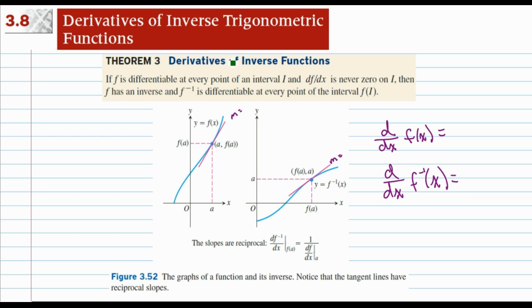If f is differentiable at every point on an interval I, and the derivative of f with respect to x is never 0 on that interval, then f has an inverse, and that is differentiable at every point f of I. So meaning the original function, if you look at the slope or the derivative at the x value a, let's say that slope was 3/2, a rise of 3, a run of 2, well then its slope or derivative at f of a is going to be 2/3, positive. It's not the opposite reciprocal, it's just the reciprocal.